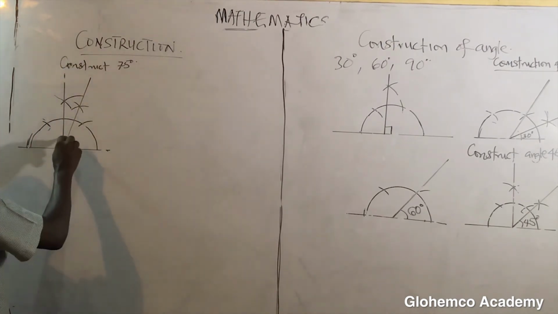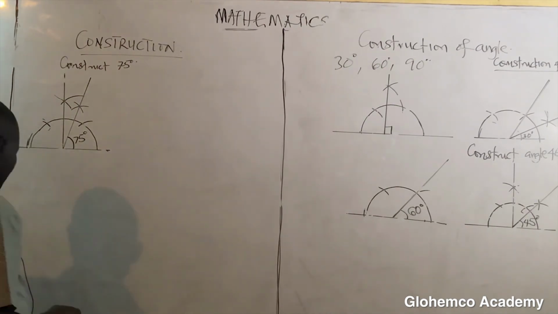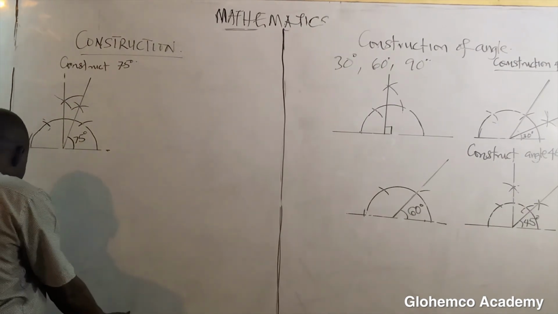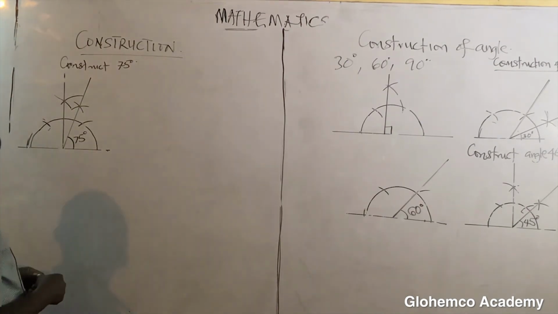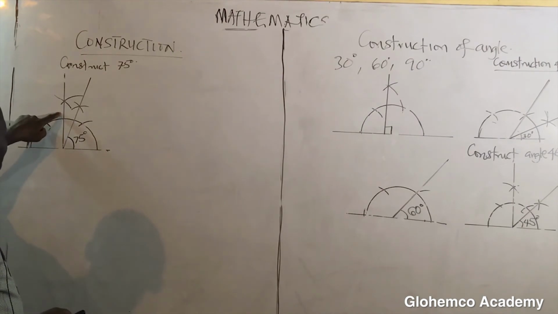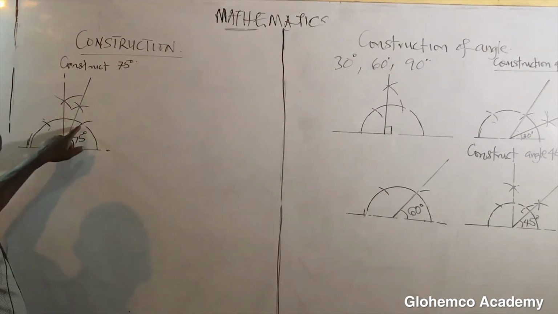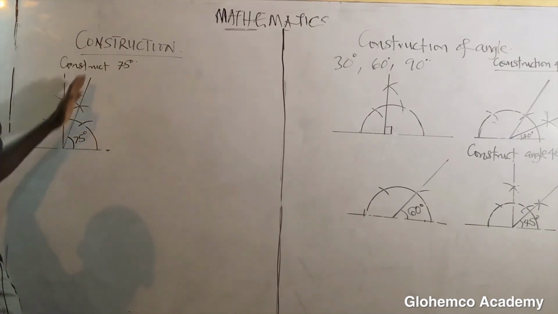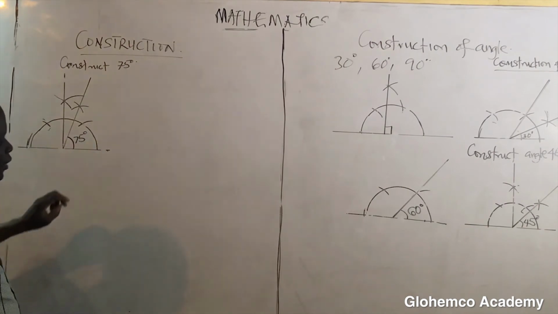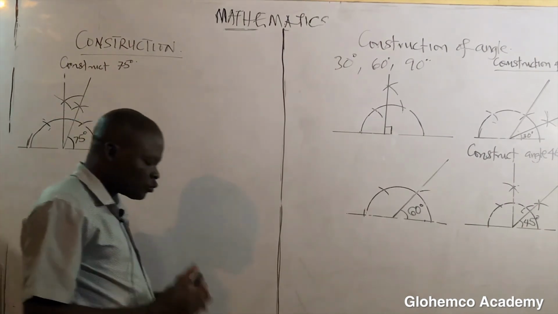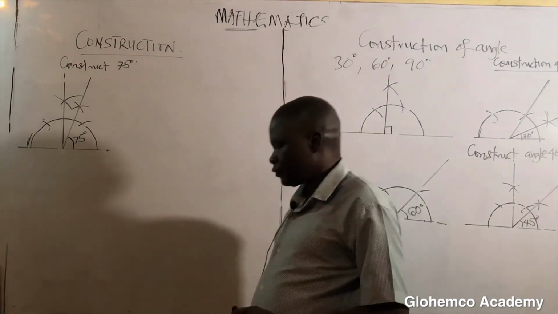Which means this angle that you have constructed now is angle 75 degree. You can see that it is above 60 degree. This one represents our 60 degree and this one represents our 90. I said 75 falls between what? 60 and 90. If this is 60, this is 90. You can see our 75 now. So this is how to construct angle 75 degree. At any time you are asked to construct an angle 75, this is what is expected of us.